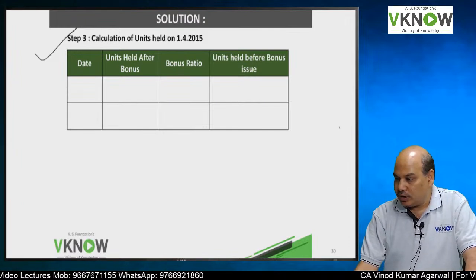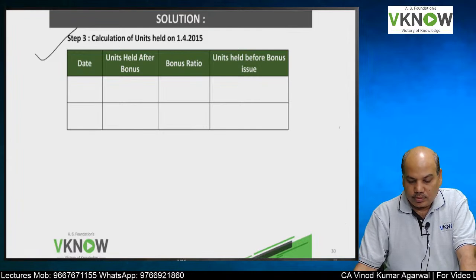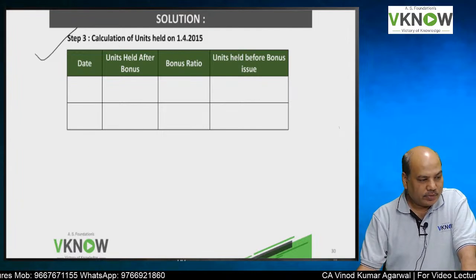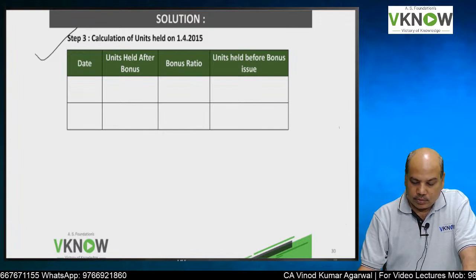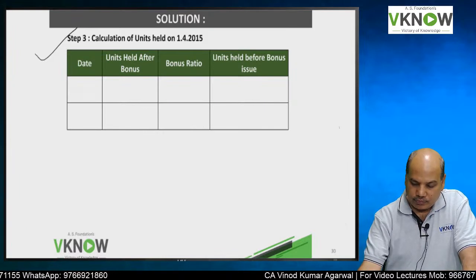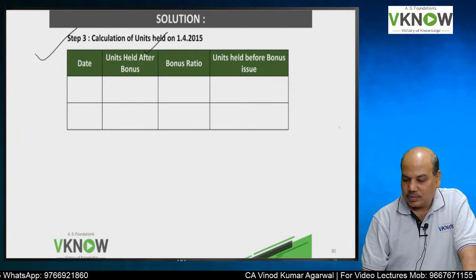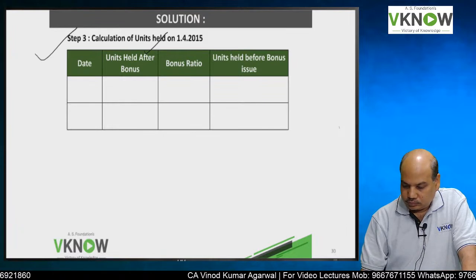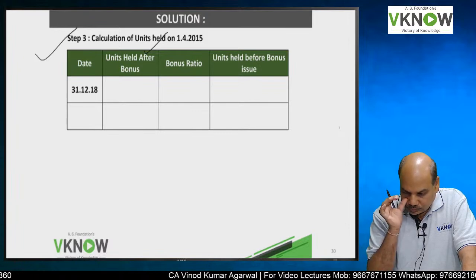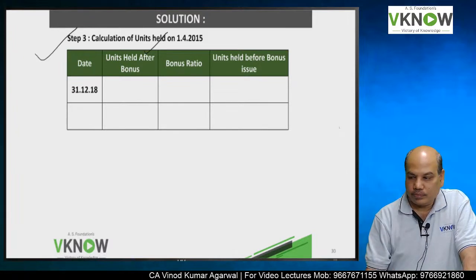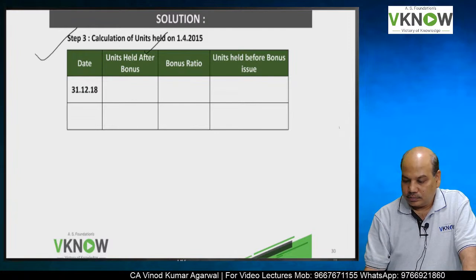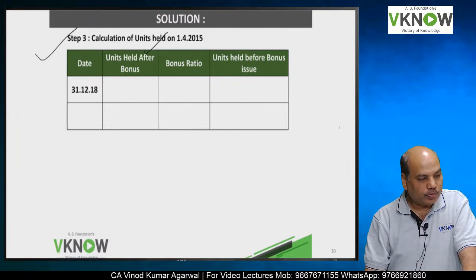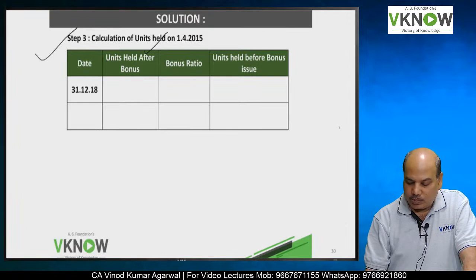Write down step 3, units held on 1/4/15. Draw the table, write nicely. Good presentation gives you extra marks. Columns: Date, unit held after bonus, bonus ratio, and the last column, unit held before bonus.